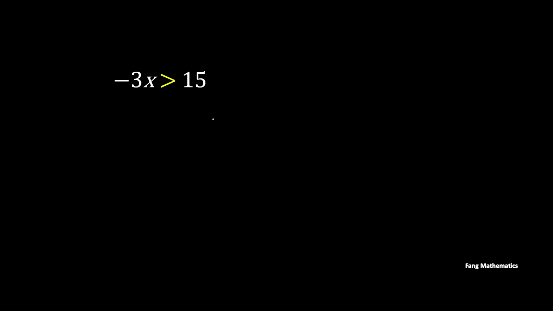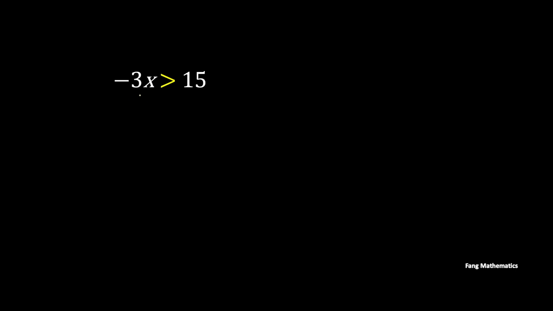Moving on, we are to introduce a special rule in solving linear inequality. That is, when you are multiplying or dividing by a negative number, always reverse the sign. Let's look at the first example we have. So we have minus 3x is greater than 15.